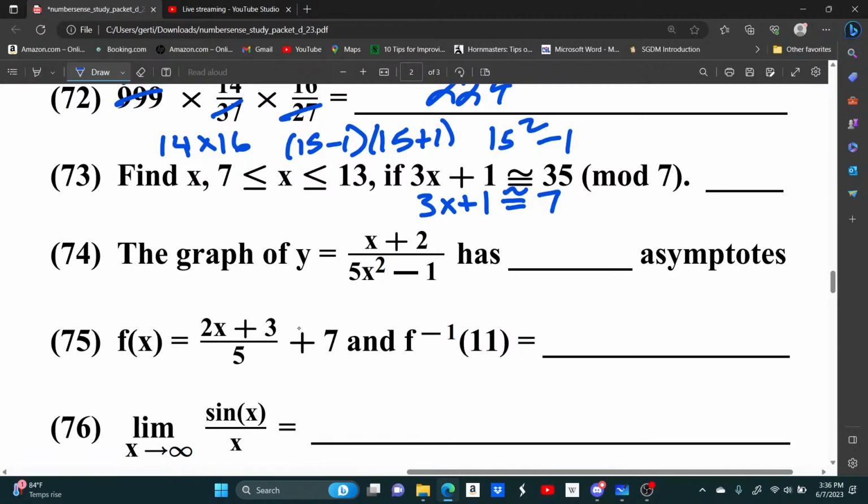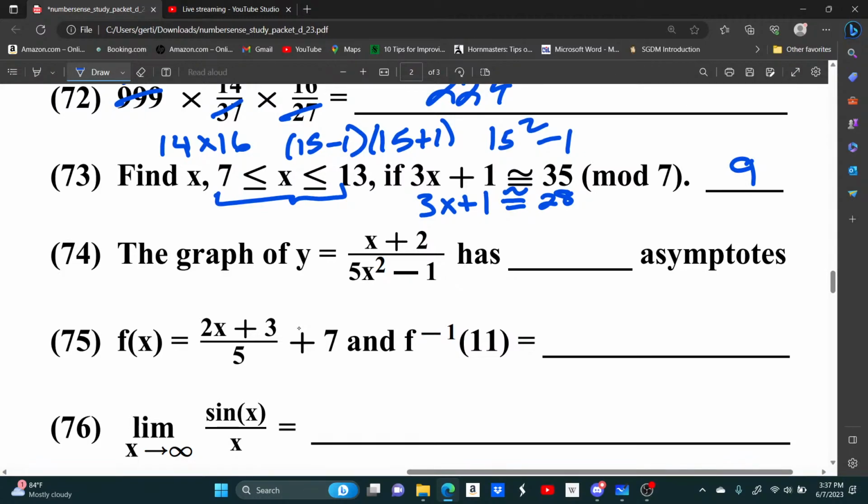Oh, well, that's not in our range. Okay, what if we add another 7? Well, 14 minus 1 is 13, which isn't divisible by that, so that doesn't work. What about 21? That doesn't work, because 21 minus 1 is 20, divided by 3 doesn't come out nicely. What about 28? Okay, 28 minus 1 is 27, and then divided by 3, that gives you 9, which is, in fact, on this range. Nice.